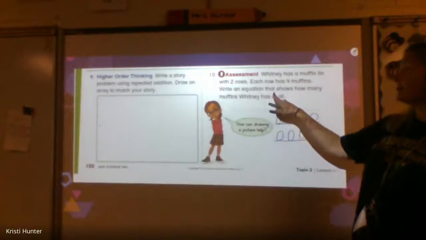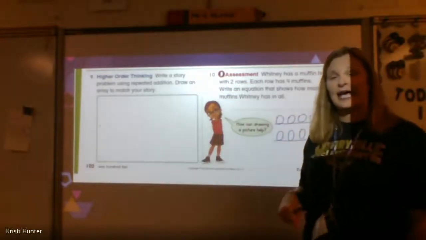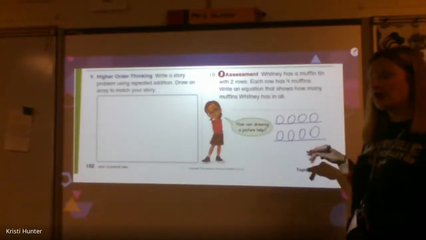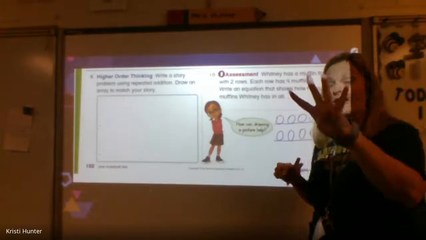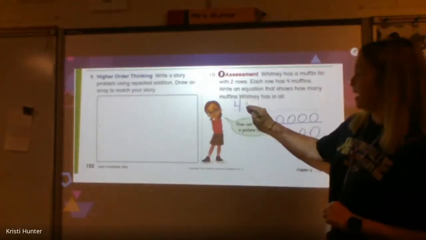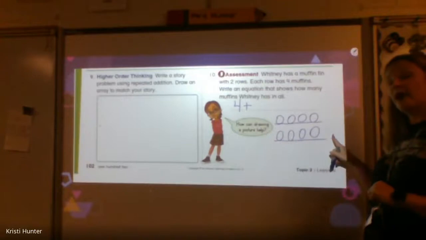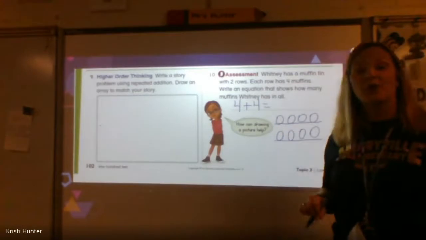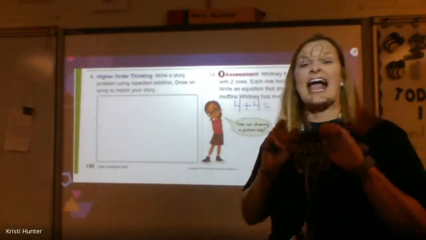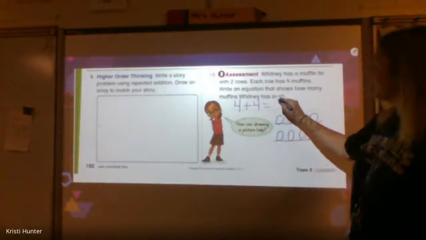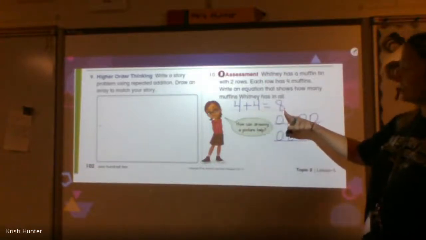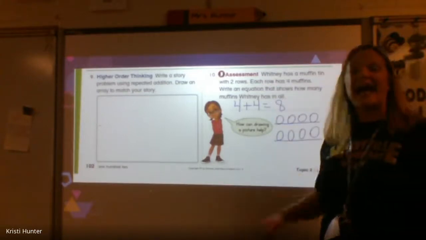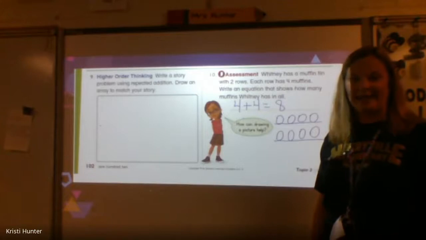Now it wants us to write an equation that shows how many muffins she has in all. So let's take a look. First row. How many's in our first row? 4. So let's put a 4. Plus, how many's in our second row? 4. So what is 4 plus 4 then? We make 8, right? So we have 4 plus 4 equals 8. That means Whitney has 8 muffins in all.